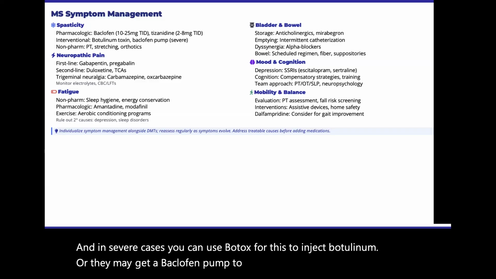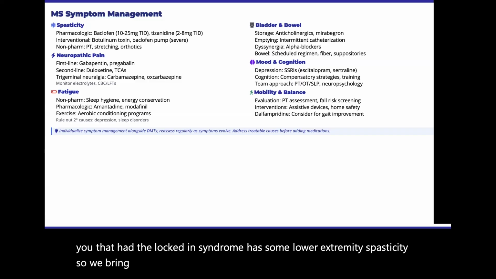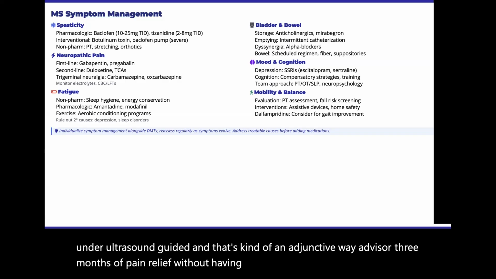My patient I told you about, who had the locked-in syndrome, has some lower extremity spasticity, so we bring in somebody to do Botox injections for her in her tendons under ultrasound guidance, and that's kind of an adjunctive way. It buys her 3 months of pain relief without having to put her on opioids. She's immobile, so the risk of opioids is remarkably high as well.